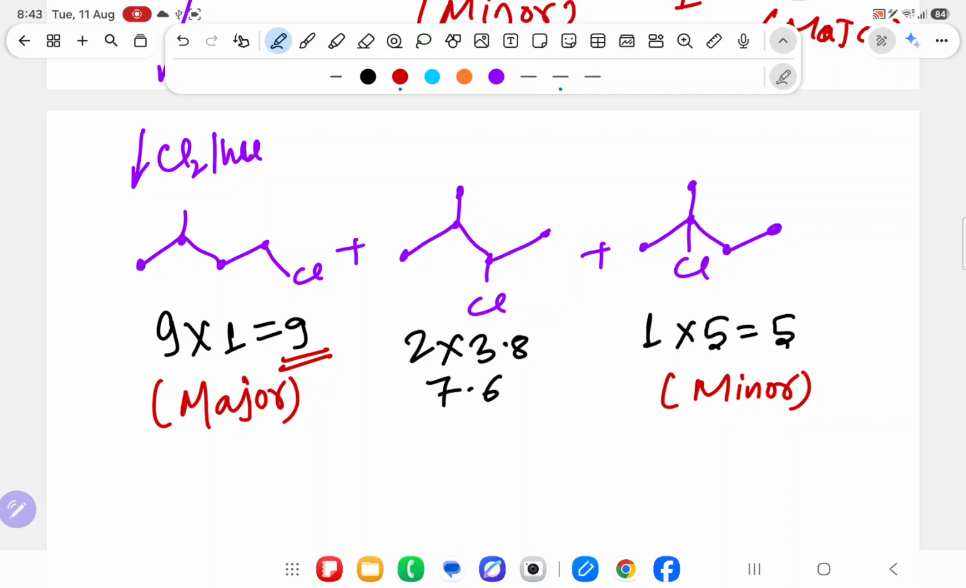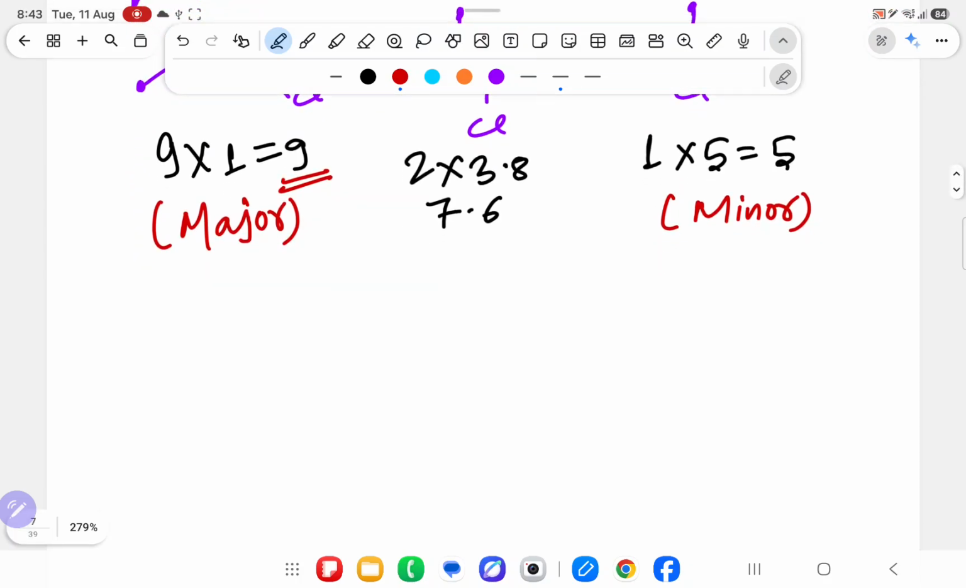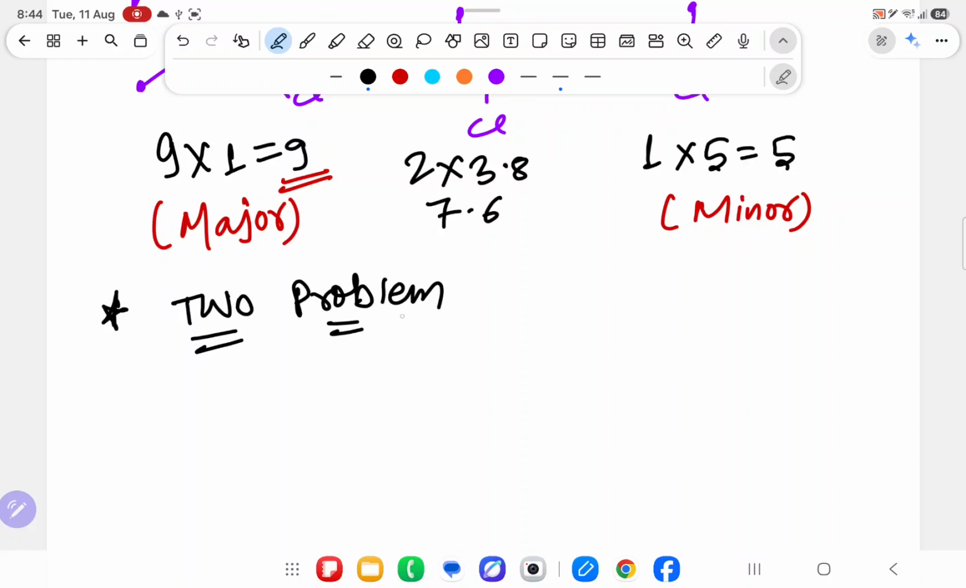Understood? Everyone? Sure? Ha, sir. Understood. So see it very properly. If any confusion, you can ask me. So this is all about the selectivity ratio that I have written. Over here, you are getting two problems. I am teaching organic chemistry in that way, that whenever a problem comes, first I will sort out that problem.